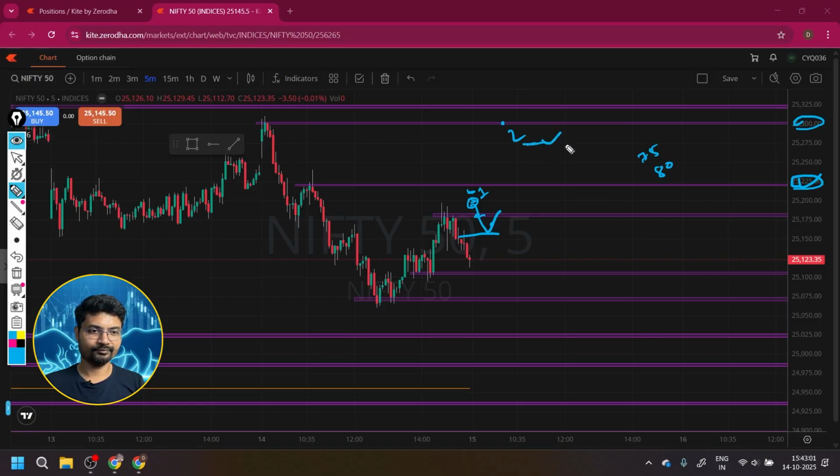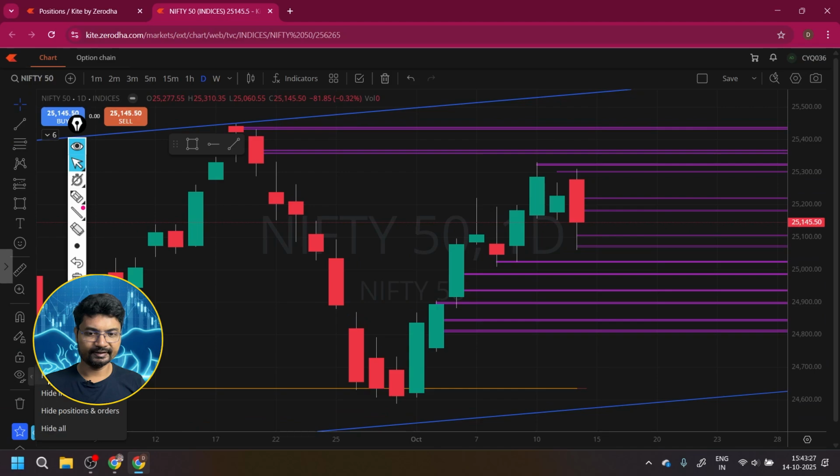You can book the profit and exit out of the market if you are able to catch this move if it opens on the higher side. And let's see what is going to happen and what the trend is by going to the daily time frame. Okay, let me hide these drawings.